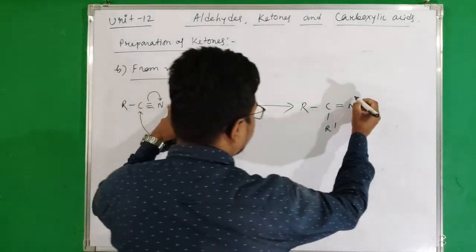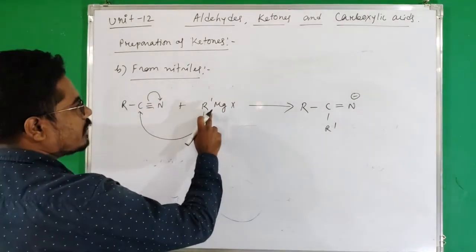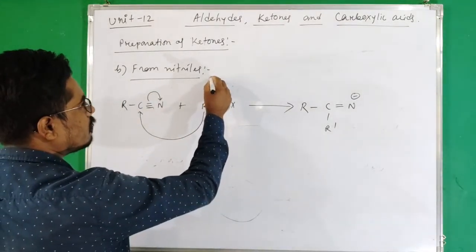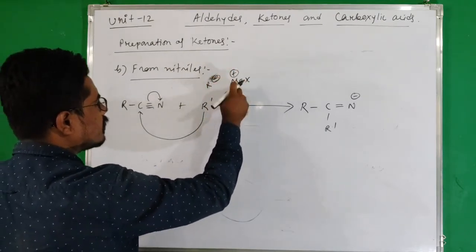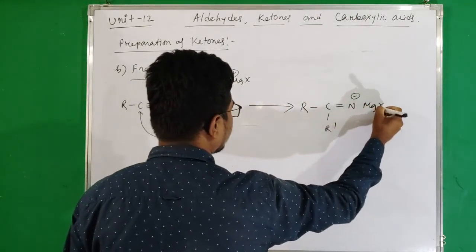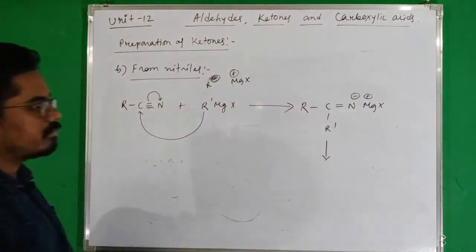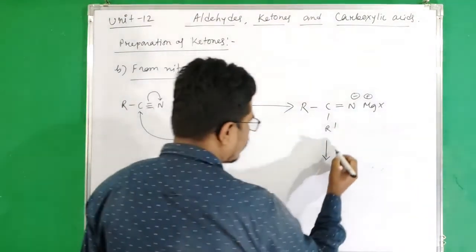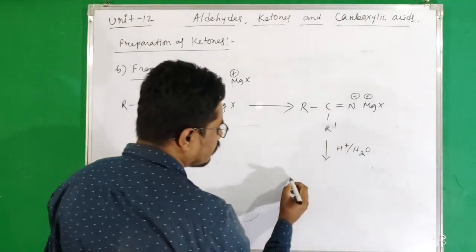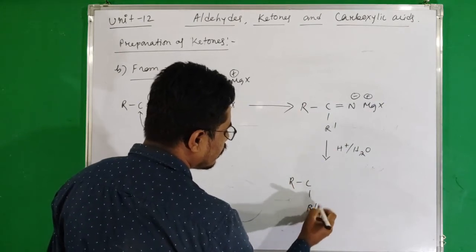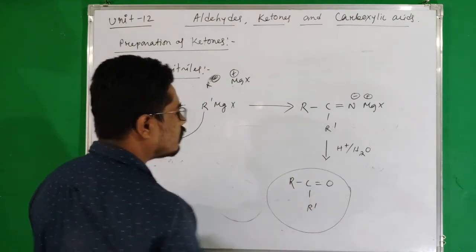So the nitrogen will get negative charge, and then when this Grignard reagent breaks, we will get R' negative and MgX positive. This MgX positive will attach to the negatively charged nitrogen atom. So finally, when we do acid hydrolysis, the product is RCR' double bond O. That means we will get one ketone.